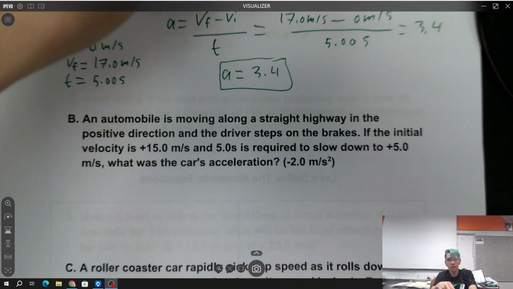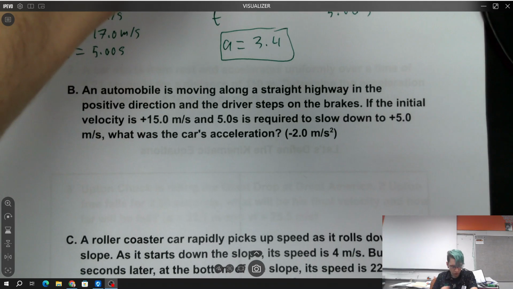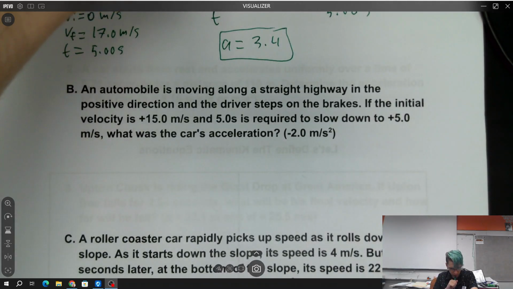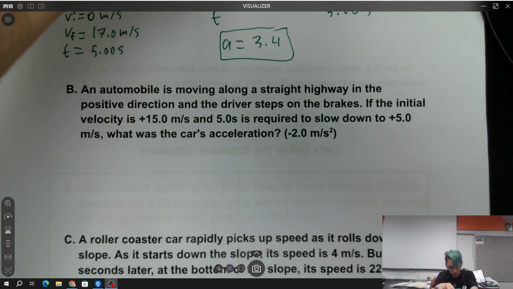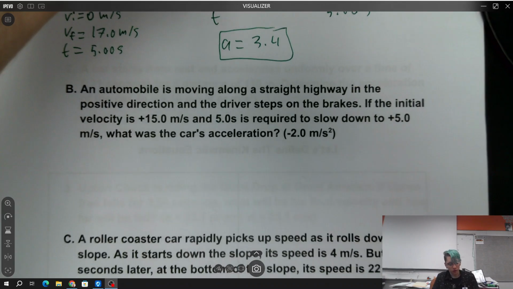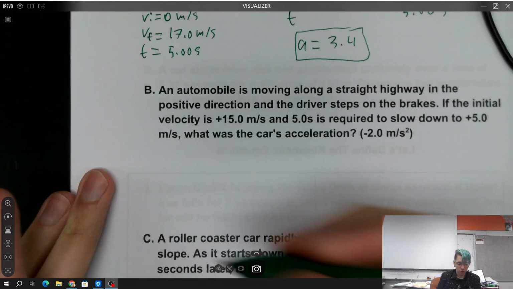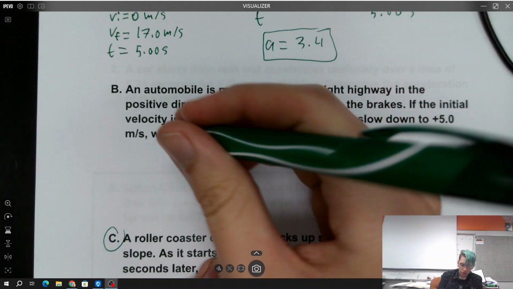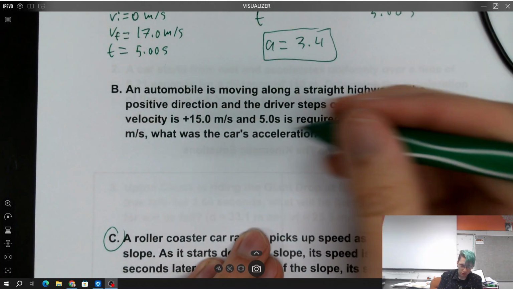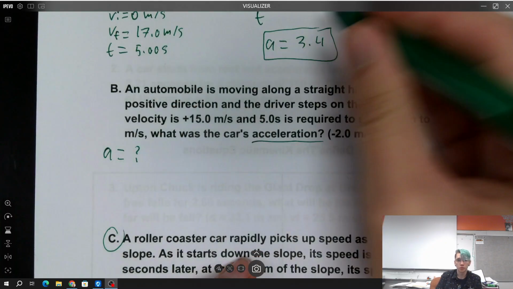On this one right down here, it's the same exact process. Which one is harder? Let's start with this one because it's deceleration. So on this one right here, I'll have you guys do C on your own. But on this one, once again, we're looking for our car's acceleration. So our acceleration again is our question mark, and we know what equation we're going to use.